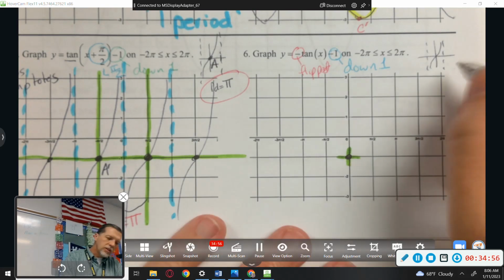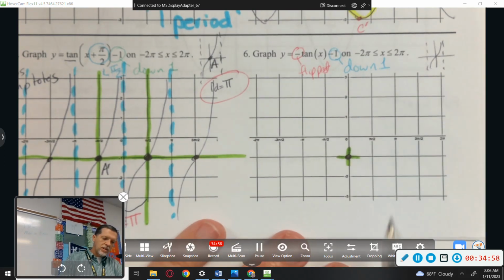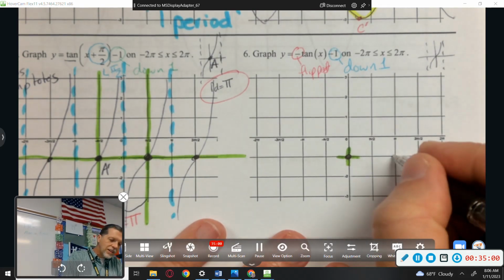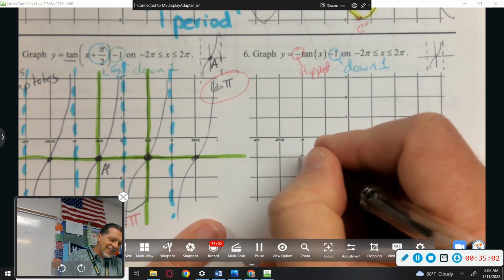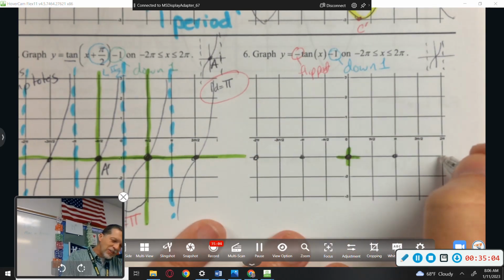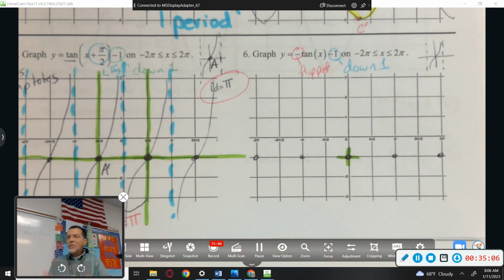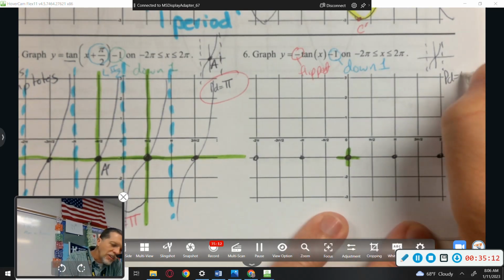How far away is my next 0? 5. How did you know that? Yes, because I just told you. The period is pi, so it repeats every pi. So there's zeros every pi away, or every pi from each other.